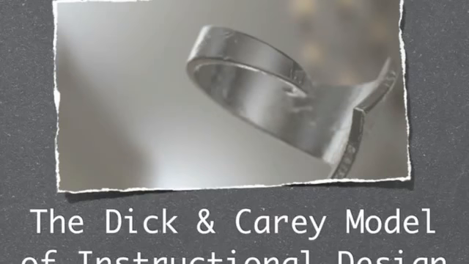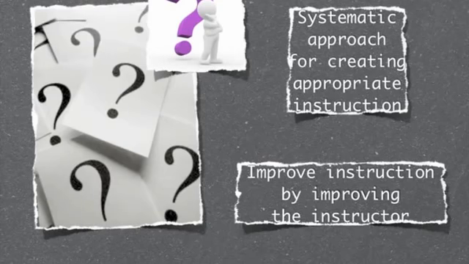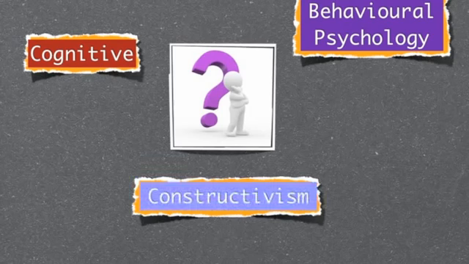Instructional design is a systematic process for creating appropriate instruction with the main goal of improving instruction by improving the instructor. Instructional design is deeply rooted in cognitive and behavioral psychology, although recently constructivism has influenced thinking in this field.